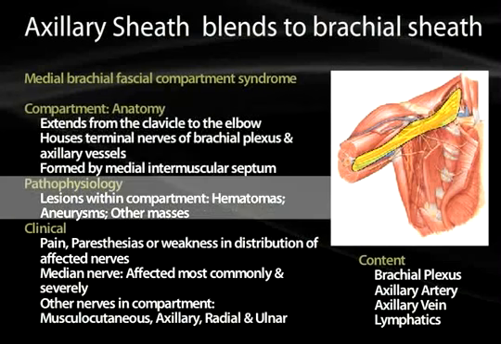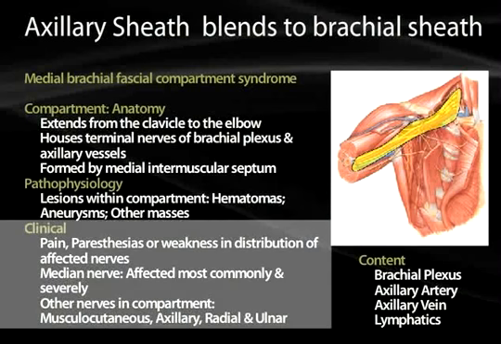As far as pathophysiology, there's several lesions that are possible within the compartments, which can cause hematomas. There can be aneurysms, or there can be space-occupying masses. There can be pain and paresthesias because of the cutaneous distributions of these nerves, weaknesses in distribution of the affected areas, and most commonly the median nerve will be affected.